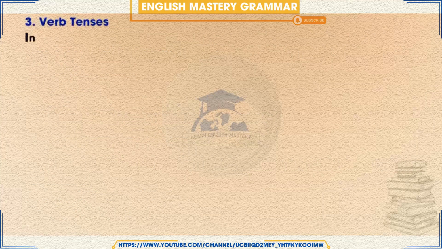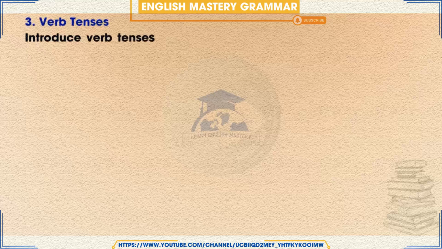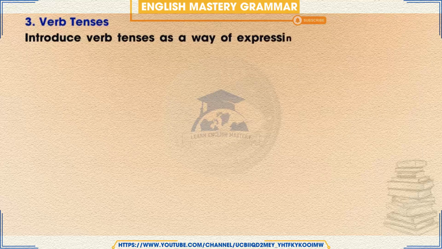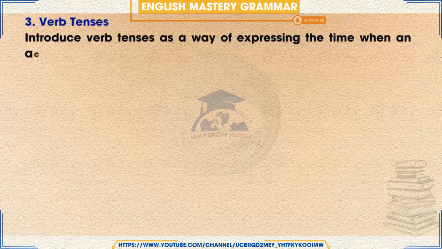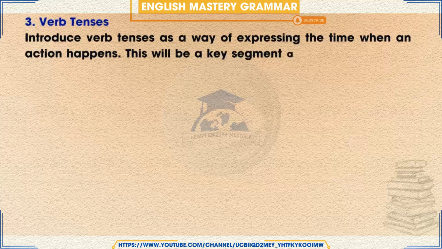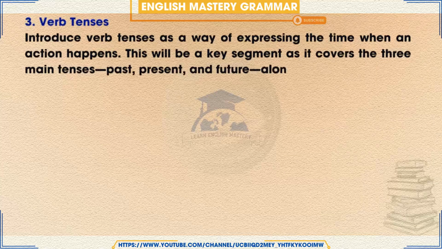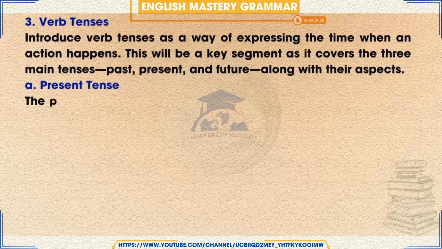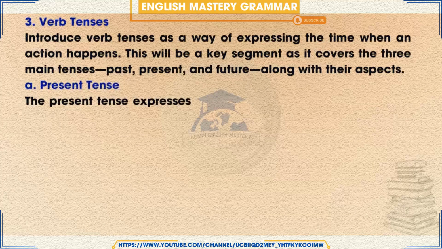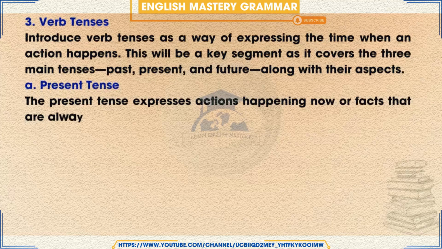3. Verb tenses. Introduce verb tenses as a way of expressing the time when an action happens. This will be a key segment as it covers the three main tenses: past, present, and future, along with their aspects. A. Present tense. The present tense expresses actions happening now or facts that are always true.